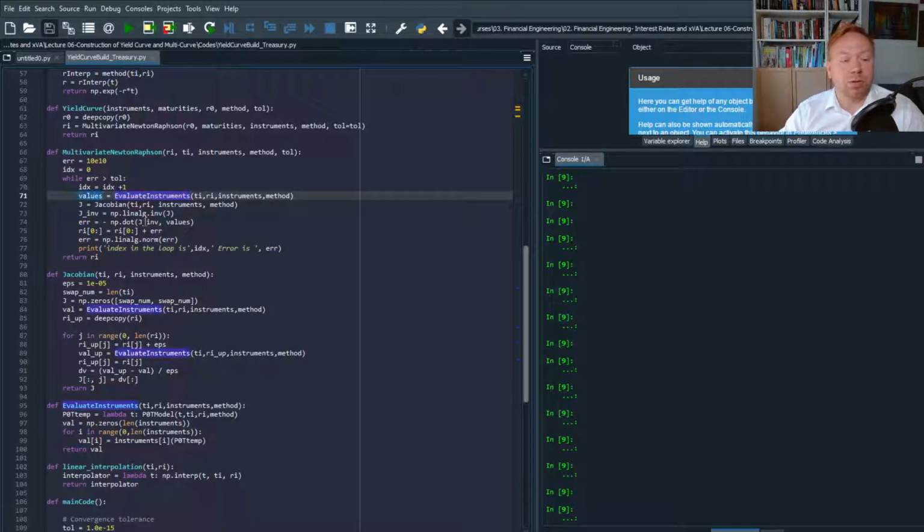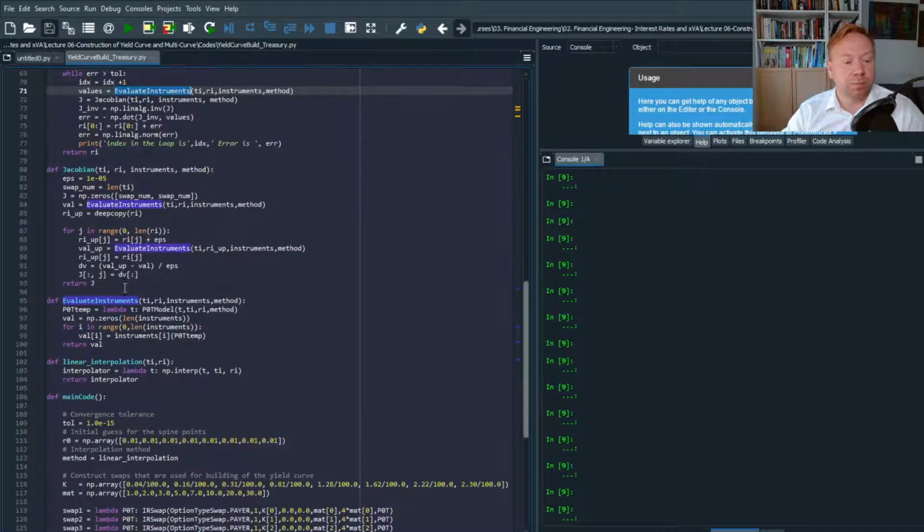Okay, evaluate instruments. So first we have to get those values. Evaluate instruments has 4 inputs. TI are the times for the spine points. RI are the spine points. Instrument is the vector of our swaps. And we also have the method, and the method is linear interpolation. So let's go to this evaluate instruments.